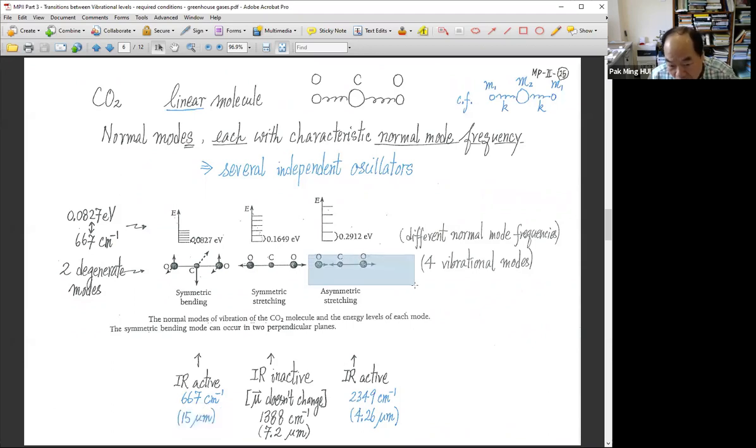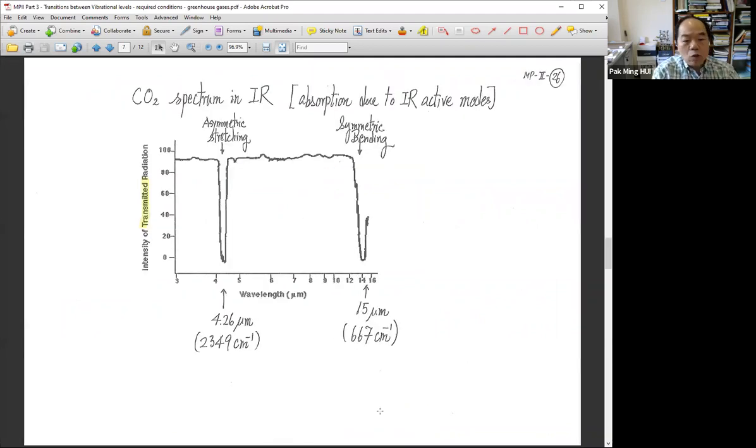So this is also so-called infrared active. Okay, there are transitions between vibrational states that happen at 2,300 wave numbers. Okay, centimeter inverse, 4 microns. All right, so this is the CO2 spectrum in the infrared.